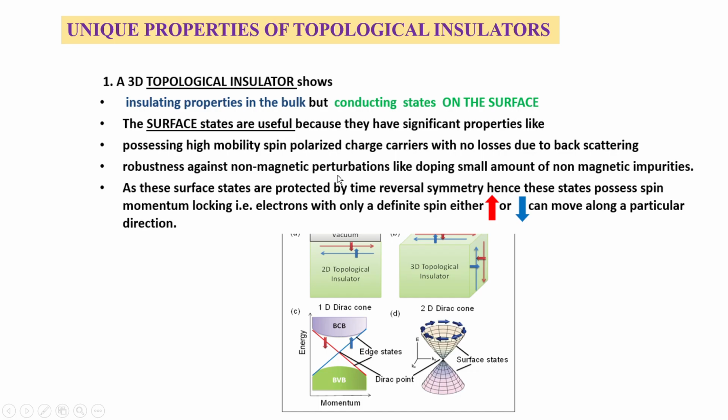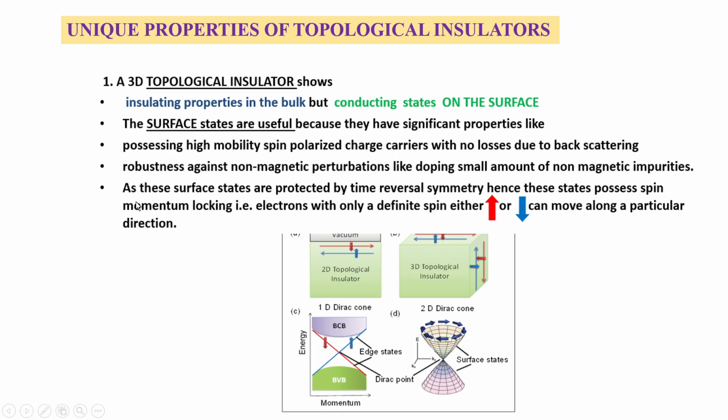They are robust against non-magnetic perturbations like a small doping amount of non-magnetic impurities. They will not be affected by a very small doping of magnetic impurities, but at a certain value of magnetic impurity increment, the bulk shows the gap because the magnetic impurities perturb the topological insulators, and due to which the surface state shows a gap. Due to creation of the gap the time-reversal symmetry breaks, and this is no longer a topological insulator. To make a topological insulator, this is the condition: that it holds the time-reversal symmetry.